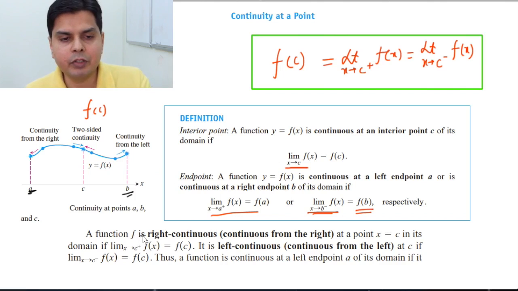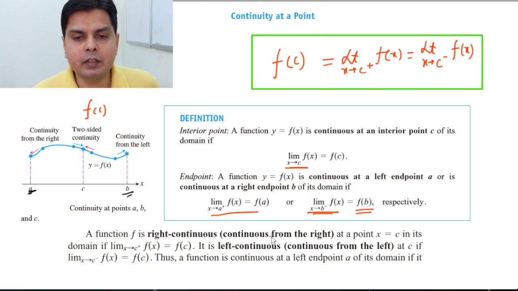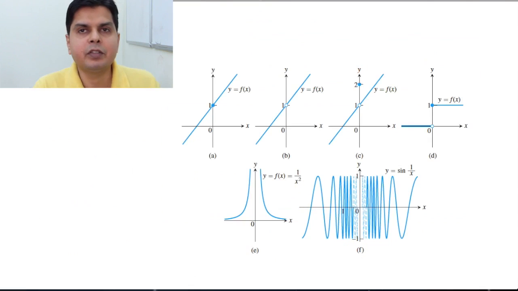Similarly, you can say that a function f is right continuous, that is continuous from the right at a point x is equal to c in its domain if the right hand limit is equal to f(c), and it is left continuous, that is continuous from the left at c if the left hand limit is equal to f(c).